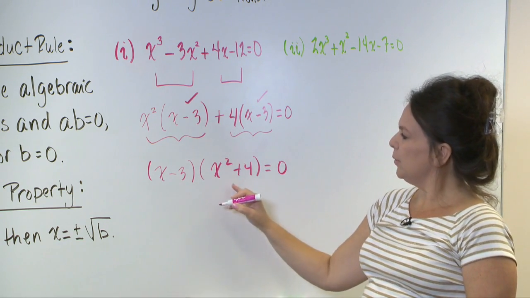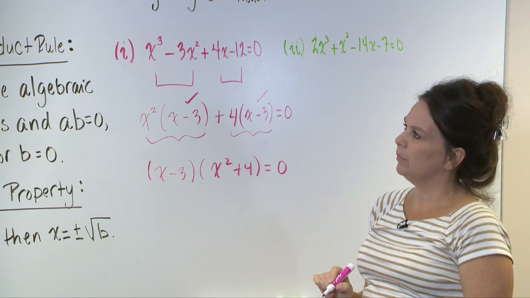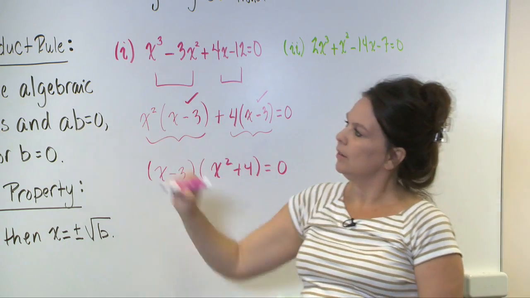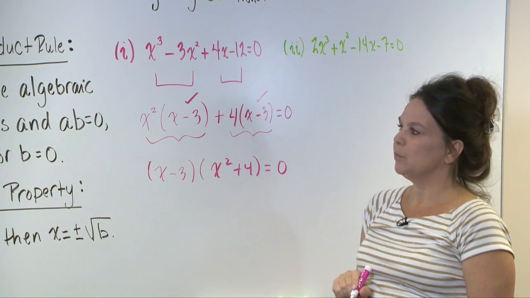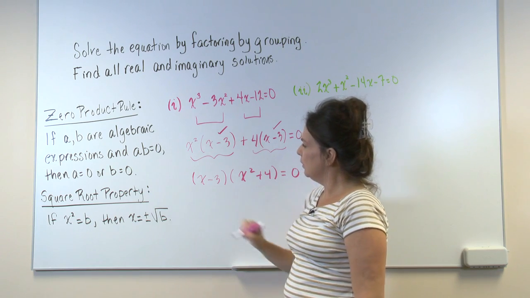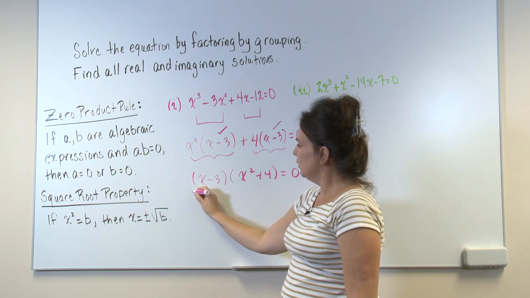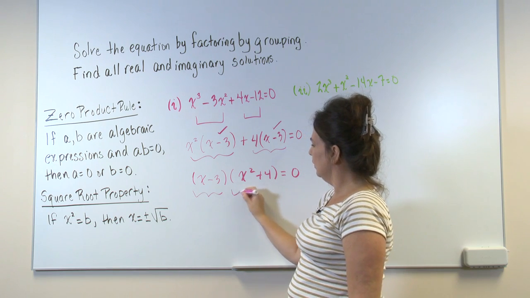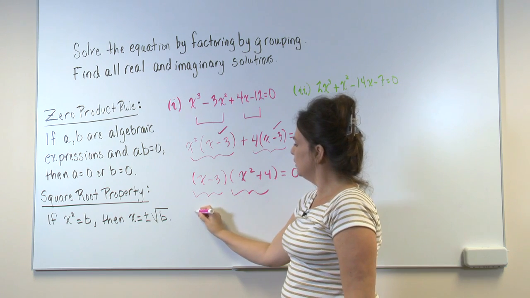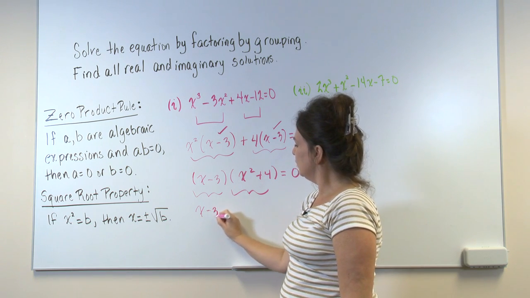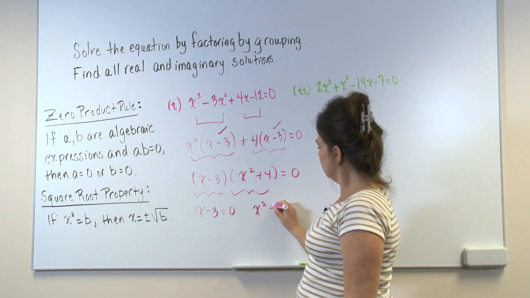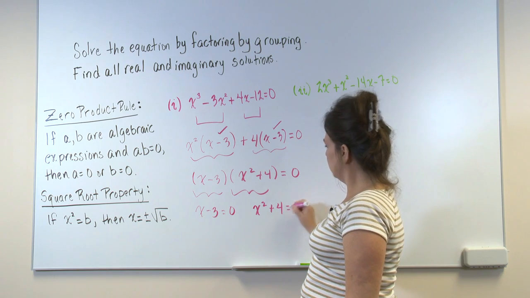Now I have two binomials set equal to 0. The next thing I'm going to apply is the zero product rule, which I've written over here. If a and b are algebraic expressions and the product of the two is equal to 0, then we can set each of them equal to 0. So here is our first expression. Here is our second expression. I'm going to set each of those equal to 0. So I have x minus 3 is equal to 0, and x squared plus 4 is equal to 0.